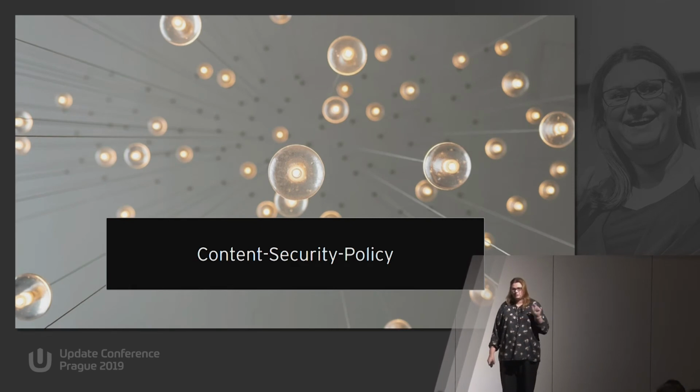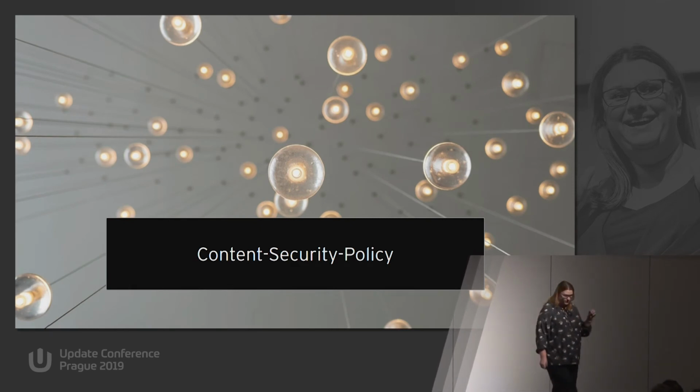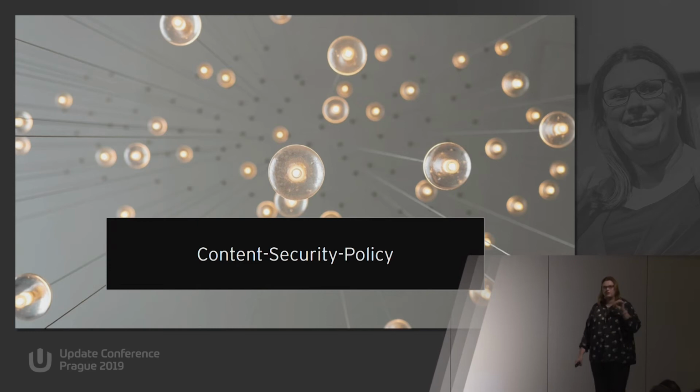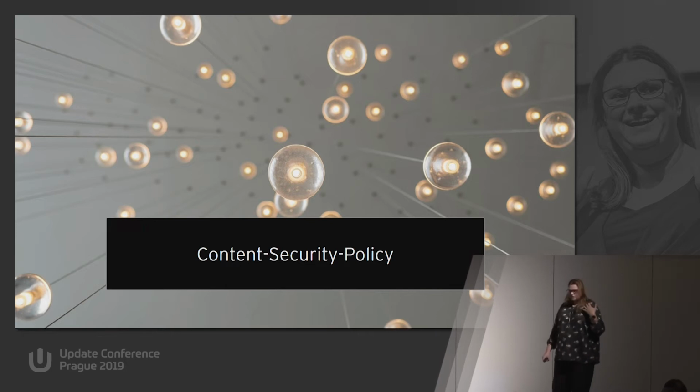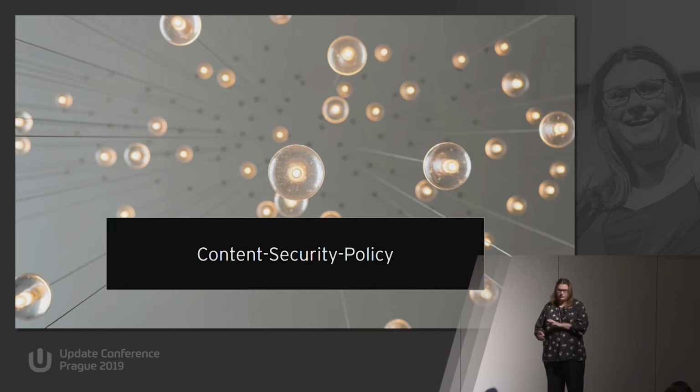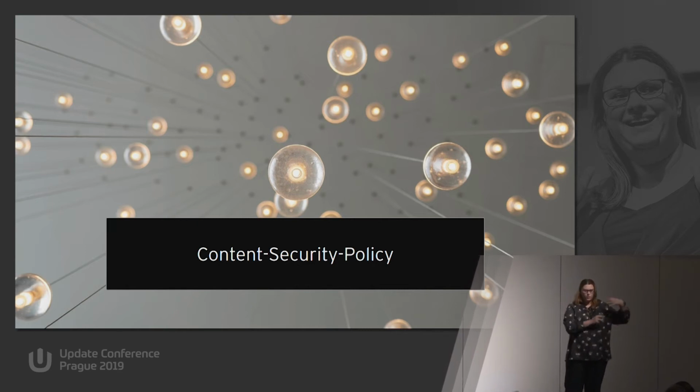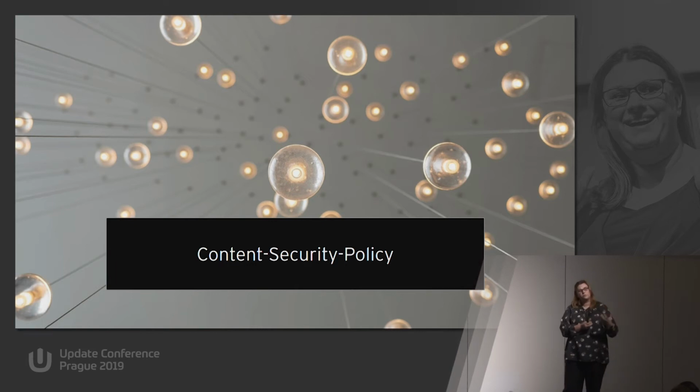Content security policy. This was the header that had the lowest adoption rate. It was only used at 5% of all 1,000,000 sites. So what does content security policy do? With that header, you're going to tell the browser what kind of content it can load and from what sources it can load.